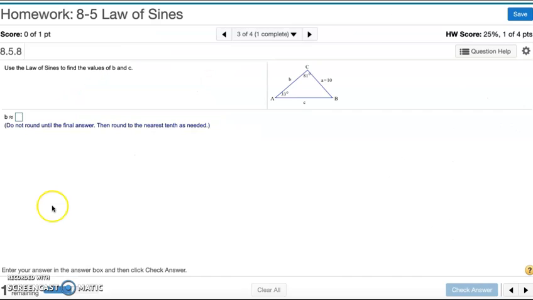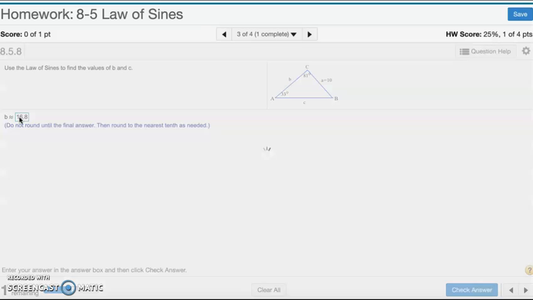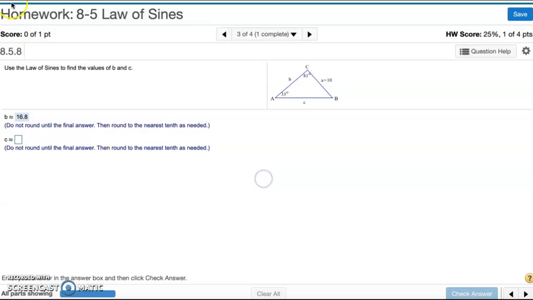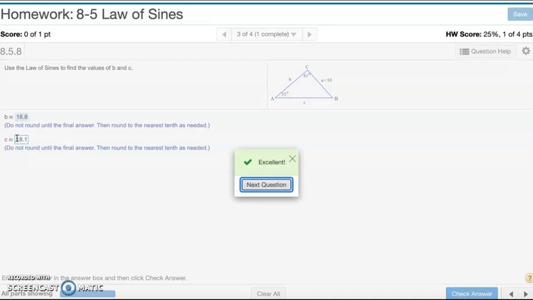So let's type those in. So b is approximately 16.8, and c is approximately 18.1. And that's number 3.